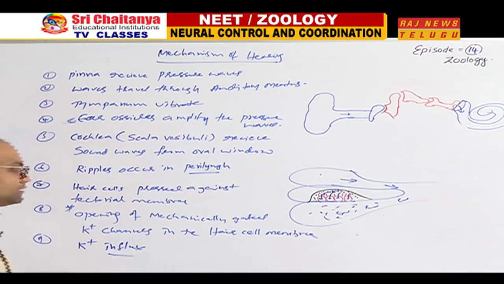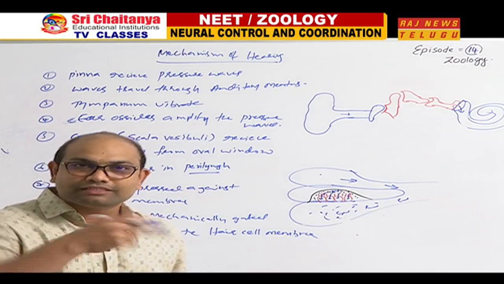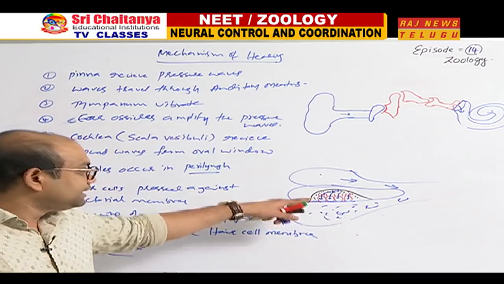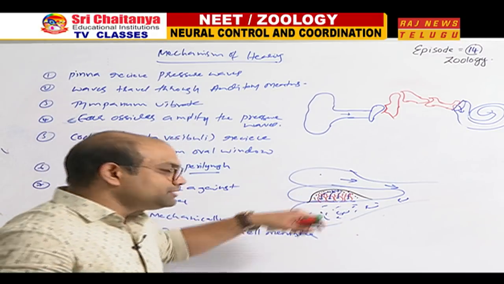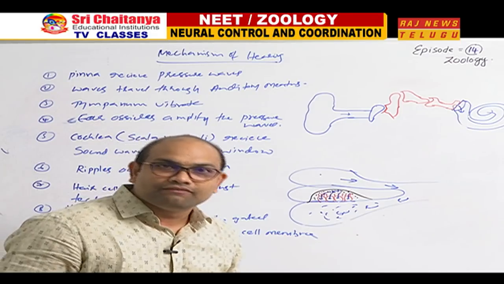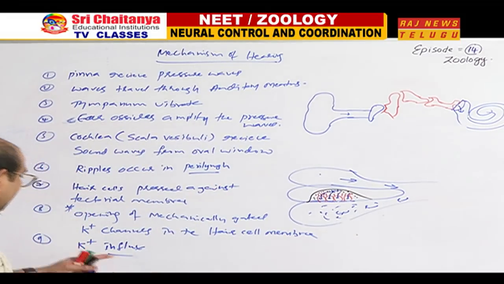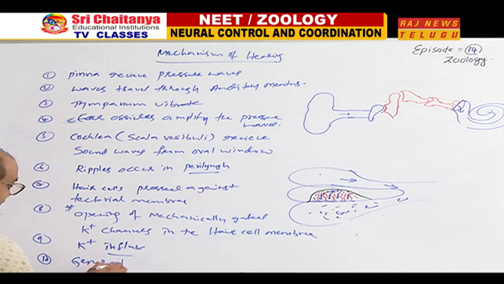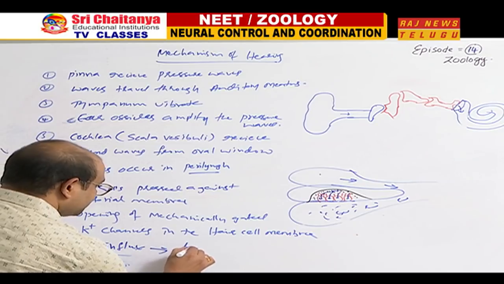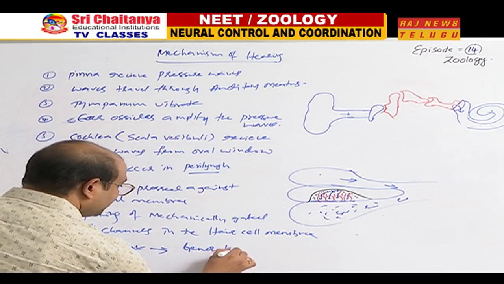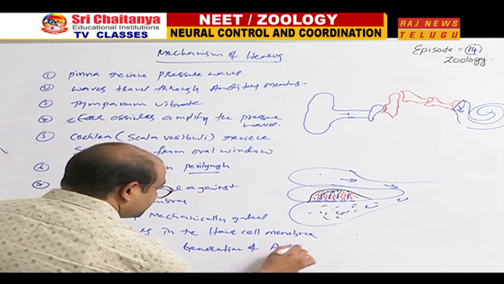You know, in normal neurons, the depolarization is caused by the influx of sodium, but here it is quite different. Here, the action potential is generated inside the hair cells due to the influx of potassium. Influx of potassium results in generation of action potential.